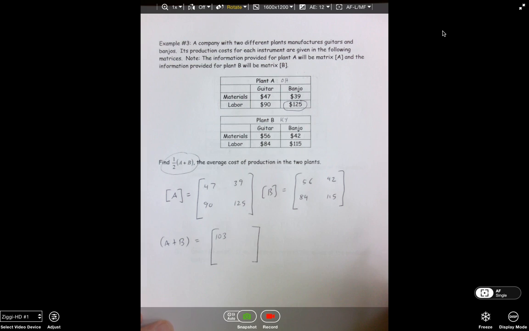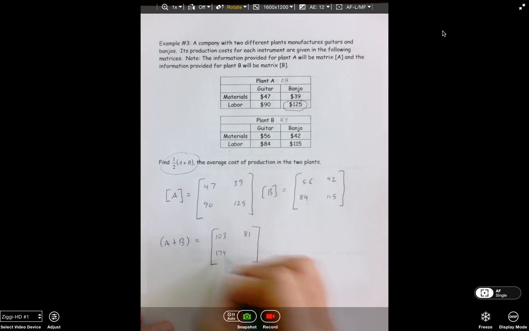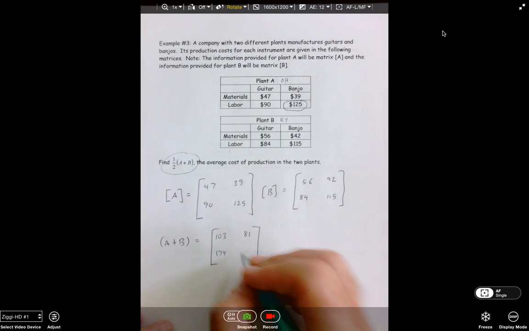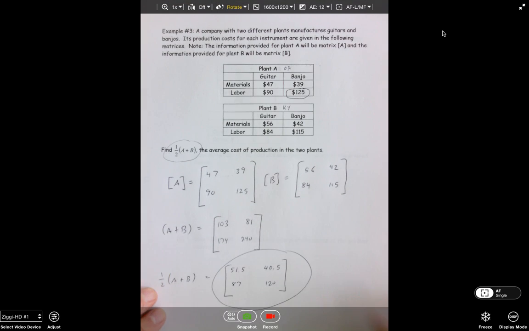So that looks like 103. This looks like 81. This looks like 174. And that looks like 240. So if I take half of that, half of 103 is 51.5. Half of 81 is 40.5. Half of 174 is 87, I hope. And half is 120. So guys, that's all you had to do in that problem.